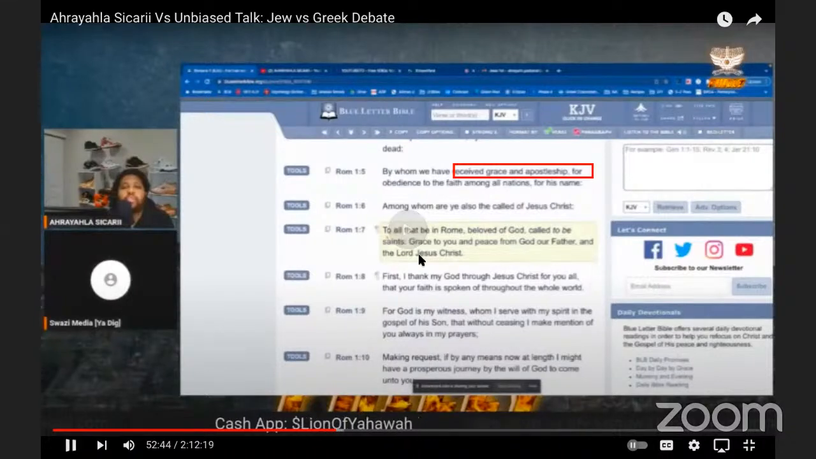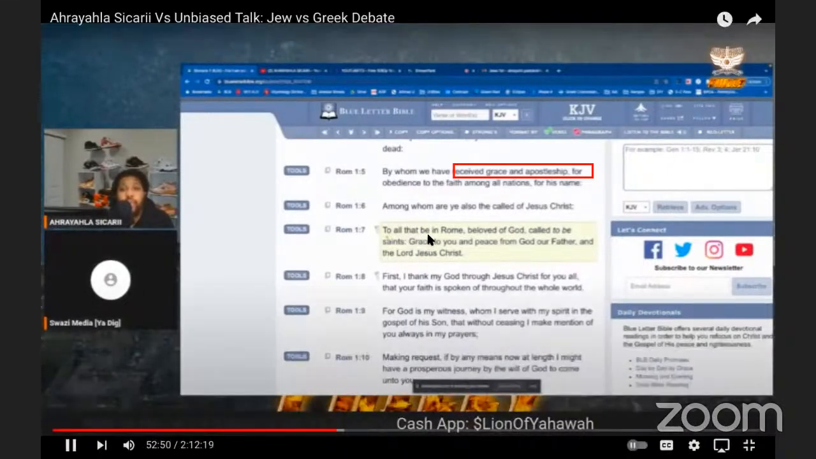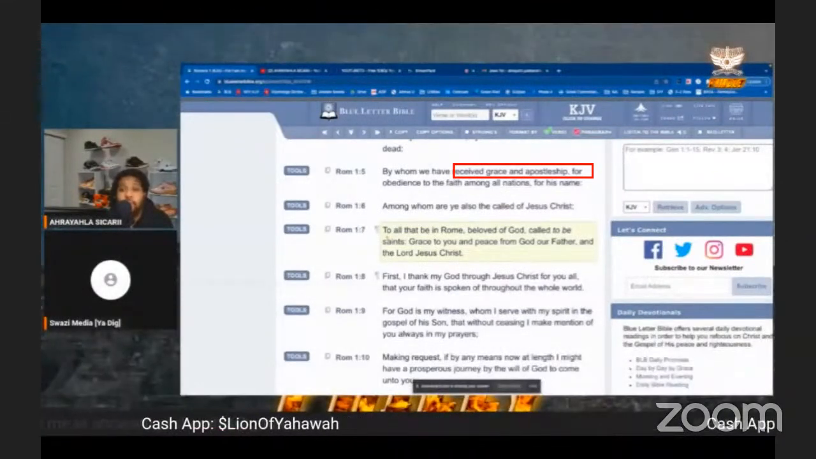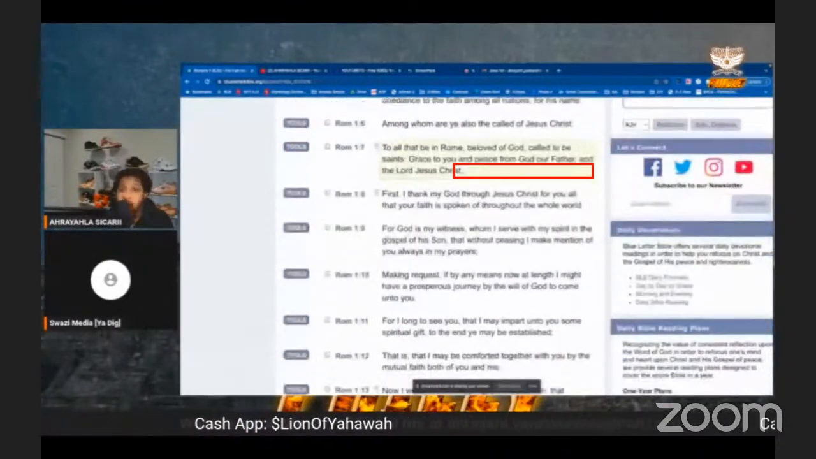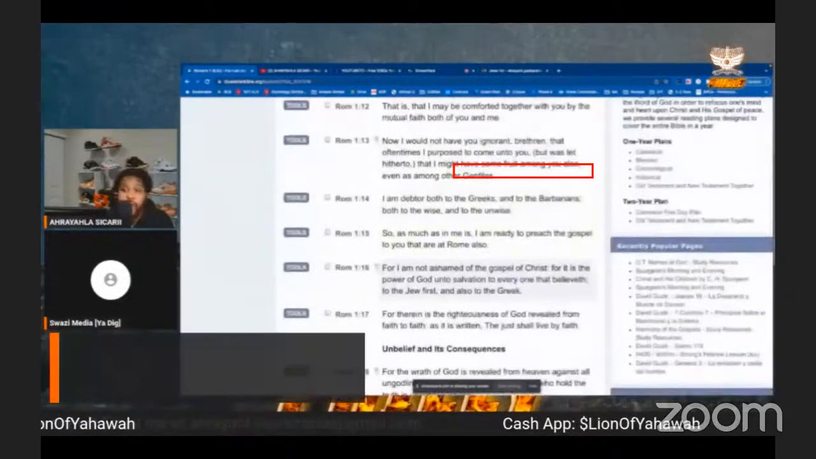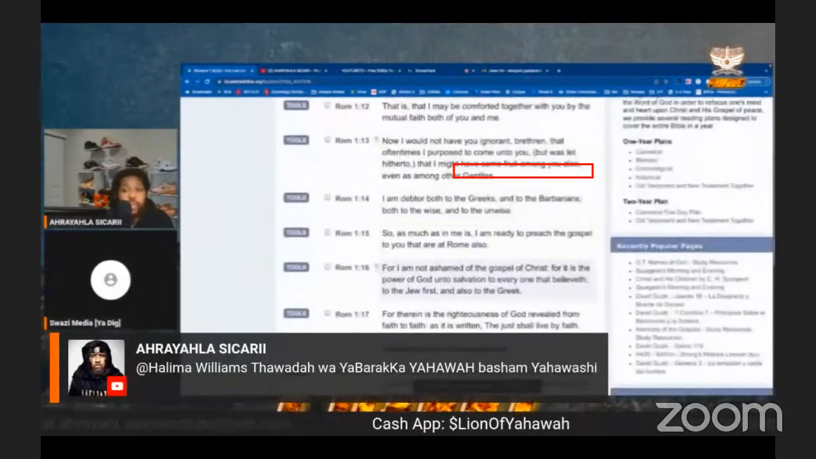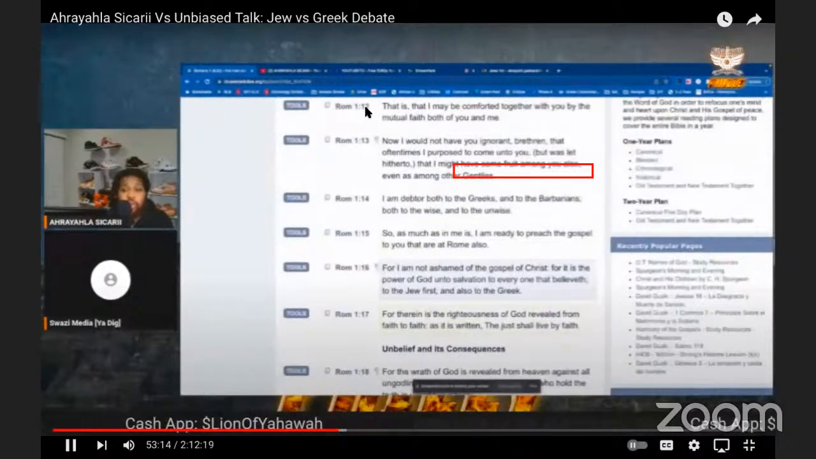It's over. Writing this epistle to a collective group, correct? True. And this collective group is being called saints, correct? Yes. And the Bible defines the saints as the Israelites, correct? I would believe so. Yeah. Okay, so Paul's identifying that he's already writing to Israelites, right? Okay. So when we get down to verse 16, nothing has changed. It says that he's not ashamed of the gospel of Christ, for it is the power of God unto salvation to everyone that believeth, to the Jew first and also to the Greek.